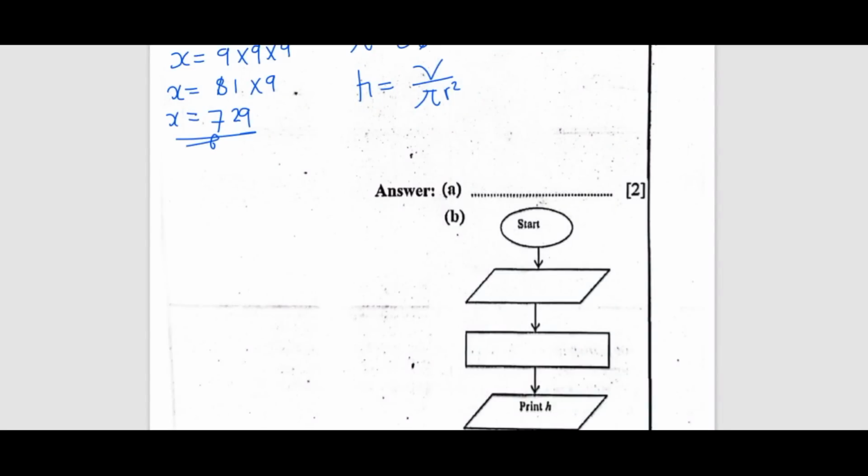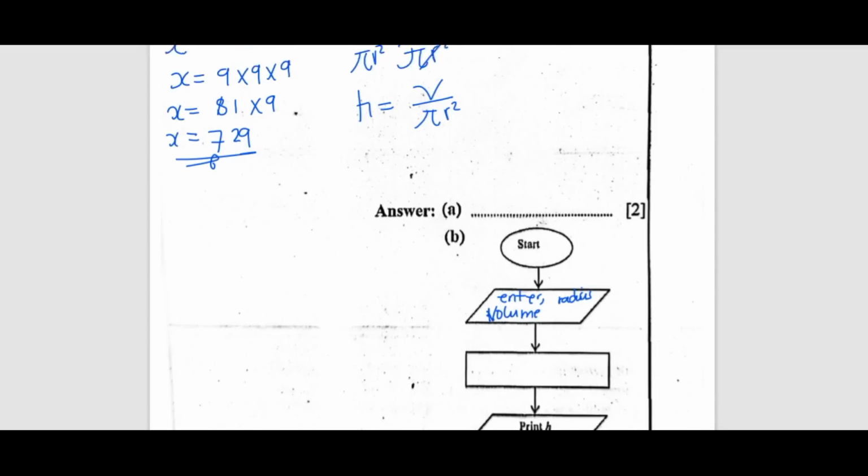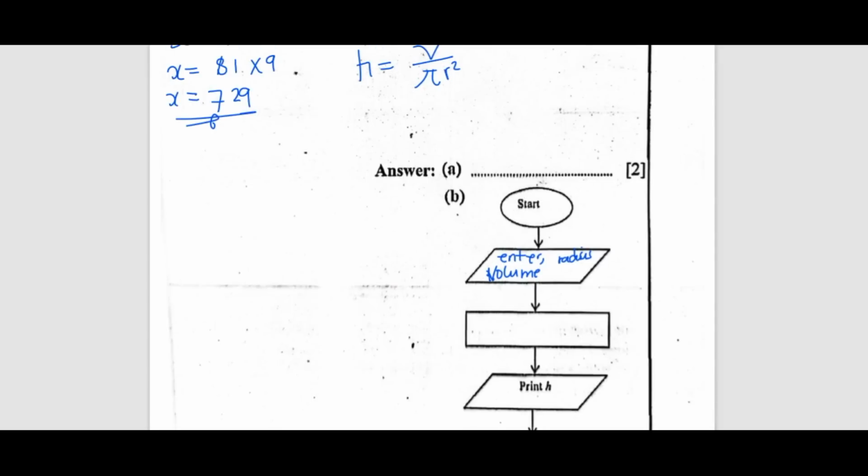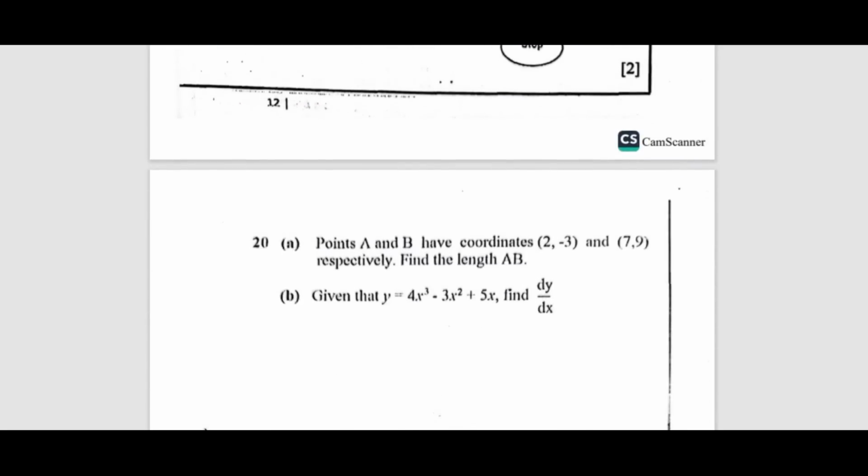So we have start here, we need to put the input. So you say enter, so we'll enter radius, then volume. Then for the second one, we'll just say calculate. So we know that height is equal to volume over pi times radius times radius. So that's our answer for that question.